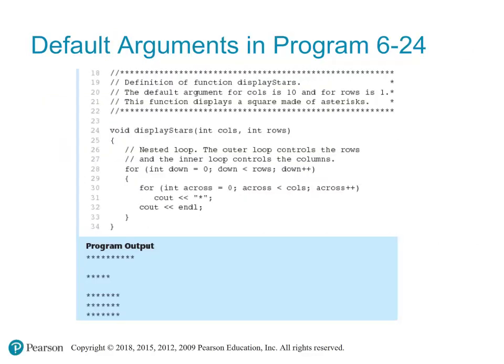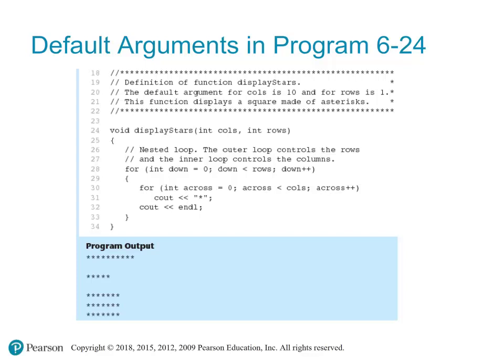This part is the actual implementation of the display_stars function, which uses default arguments. The function display_stars is defined with 2 parameters, cols and rows. Both have a default value, 10 for columns and 1 for rows. The function uses nested loops to control the number of rows and columns of asterisks to display. The outer loop, down, controls the number of rows. The inner loop, across, controls the number of columns.